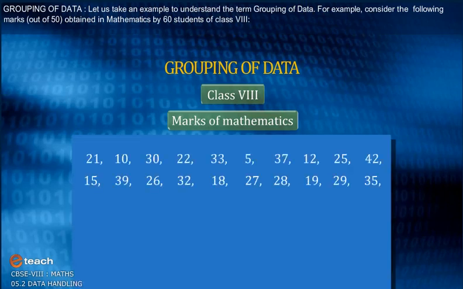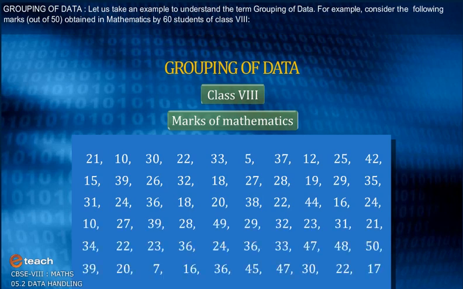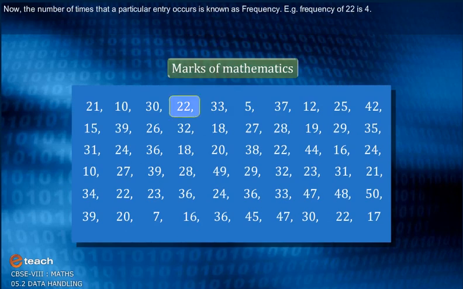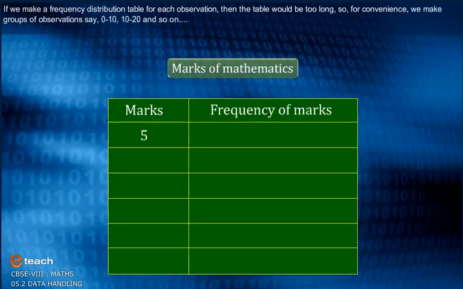For example, consider the following marks out of 50 obtained in mathematics by 60 students of class 8. Now, the number of times that a particular entry occurs is known as frequency. Example, frequency of 22 is 4. If we make a frequency distribution table for each observation, then the table would be too long.